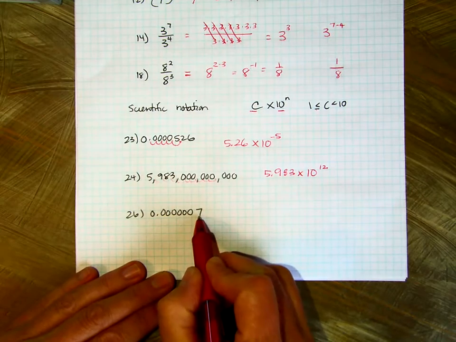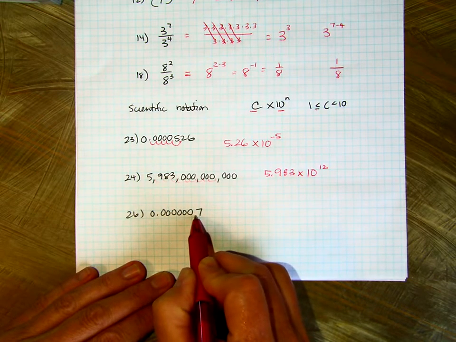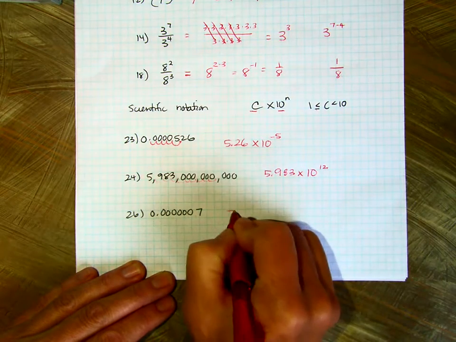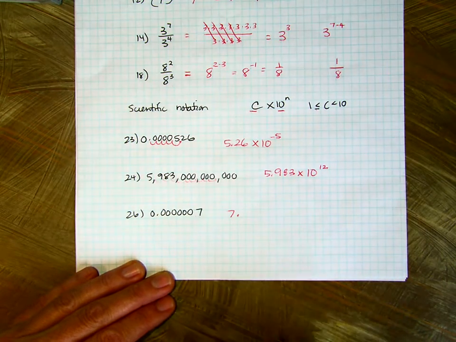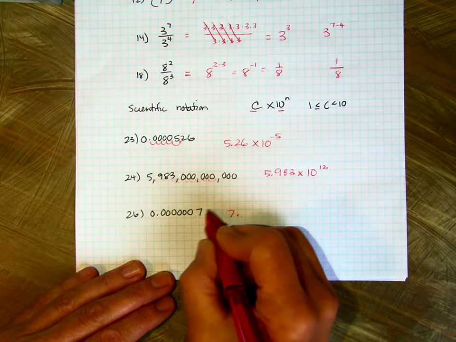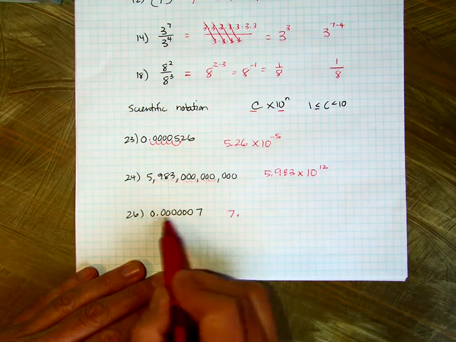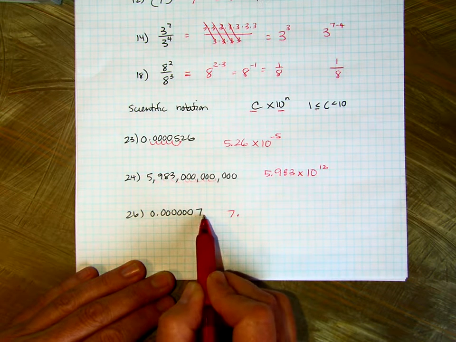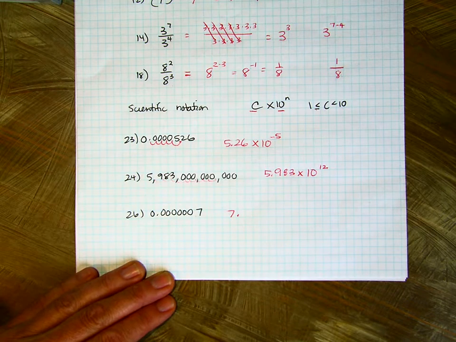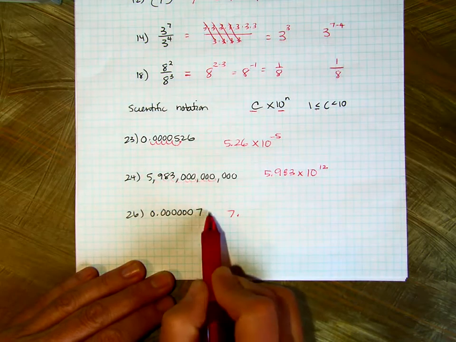And then again, what's my number going to be here? It can't be 0.7, so it has to be a number between 1 and 10. So I'm going to have 7. And we don't really put a 0.0 because technically there isn't a 0 there. If you think about science, this measurement was as precise as it got. There wasn't another place after that.